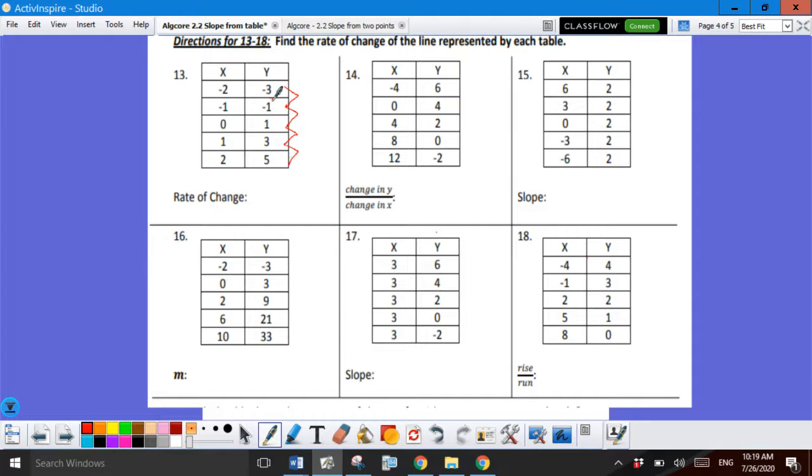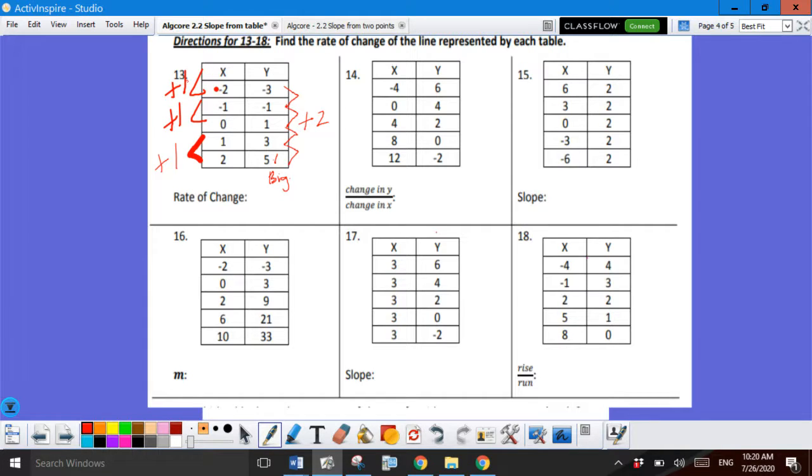How am I going from -3 to -1, -1 to 1, 1 to 3, 3 to 5? You see how this is getting bigger. So if it's getting bigger, I know that I am adding, and all of these are adding 2. Let's move to the other side: -2, -1, 0, 1, 2. That is +1. All of these are +1.